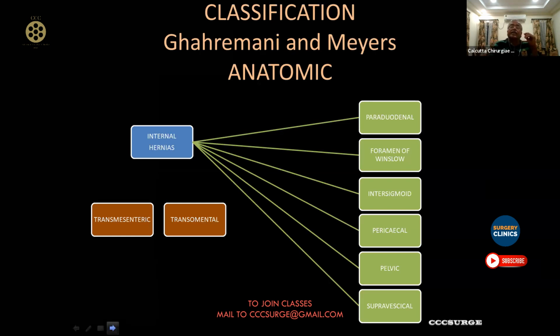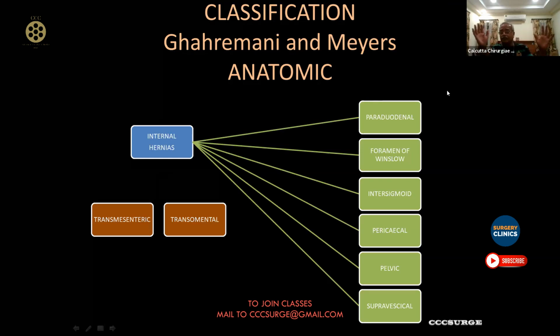So this is the original classification of internal hernias. 2 surgeons, pediatric surgeons actually, Ghahremani and Meyers, defined the types of hernia, and this was an anatomic classification. They said internal hernias can be transmesenteric or transomental, through the mesentery or through the omentum, which is fair enough. But these are the anatomic classifications: paraduodenal, foramen of Winslow, intersigmoid, pericecal, pelvic, and supravesical.